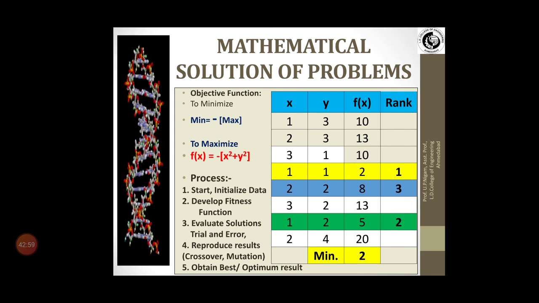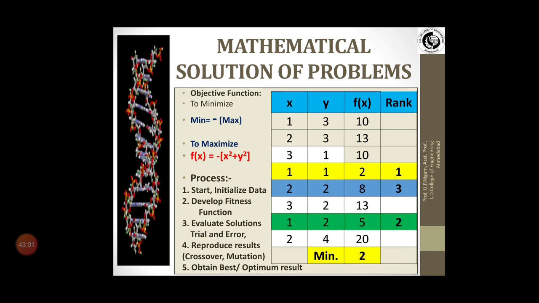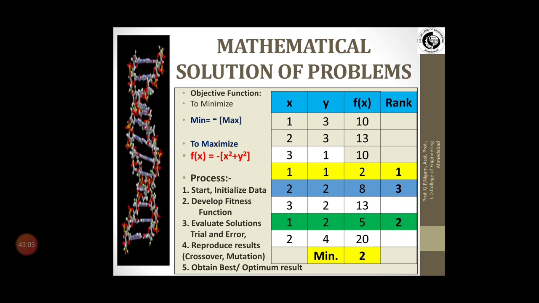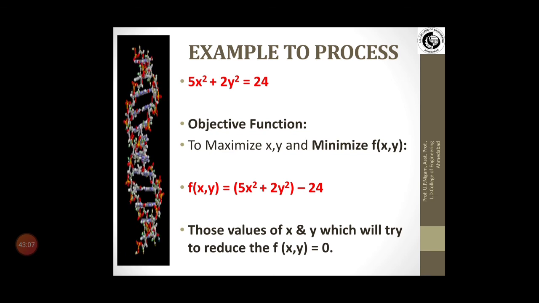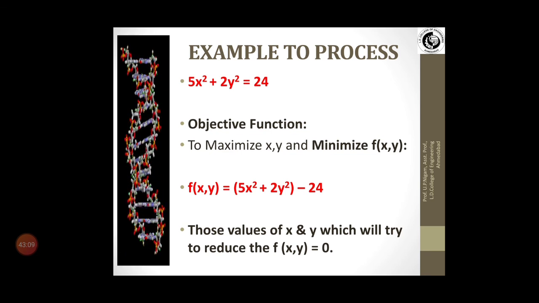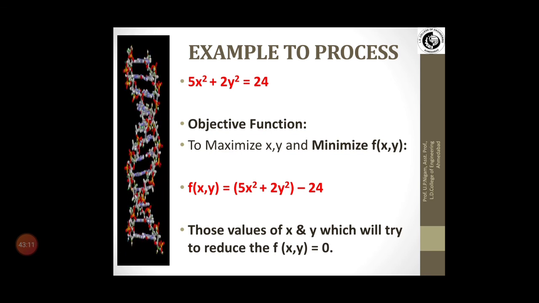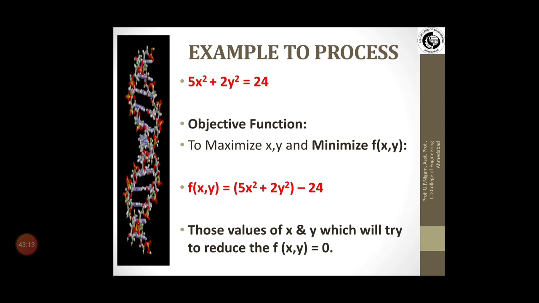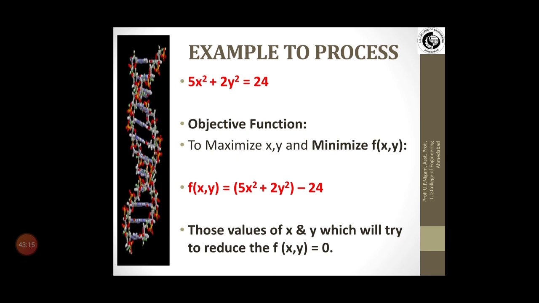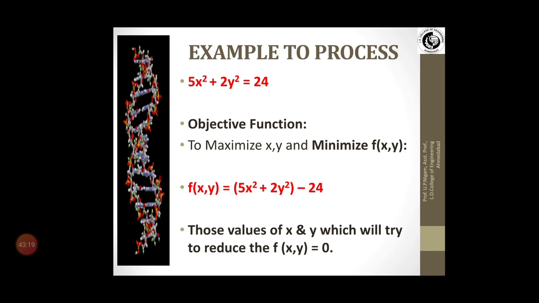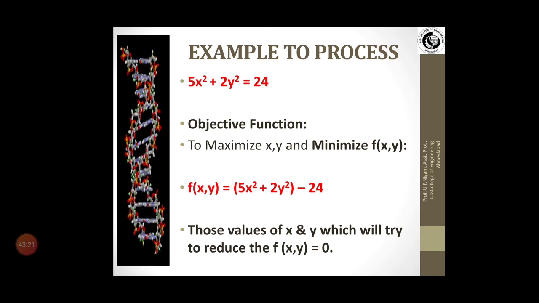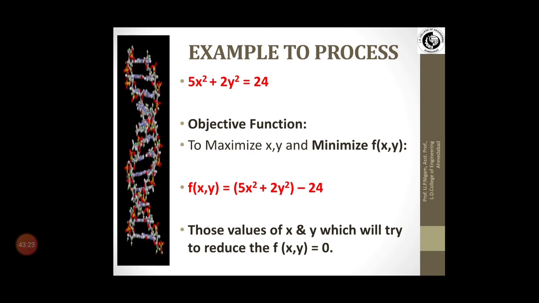You can see over here the ranks are being given, based on the minimum value. For example, we have the equation 5x square plus 2y square equal to 24. Then the objective function to minimize, we can write as a function of x and y and like that. Then we can solve it. So these are a few mathematical examples.